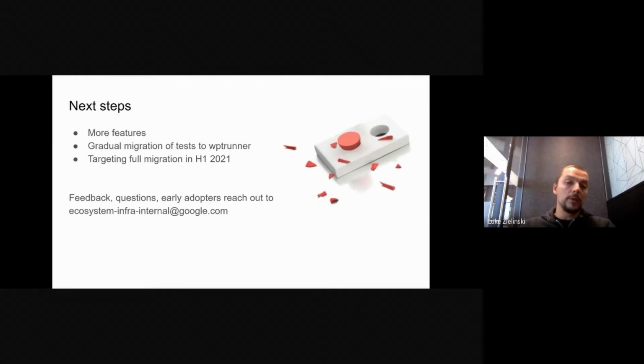Our plans in the coming months involve building out more features and transitioning some WPT tests to use wptrunner full-time on CQ. The specific test directories are still being chosen, but we will be reaching out to candidate teams in the near future, and we're aiming for full migration in the first half of 2021.